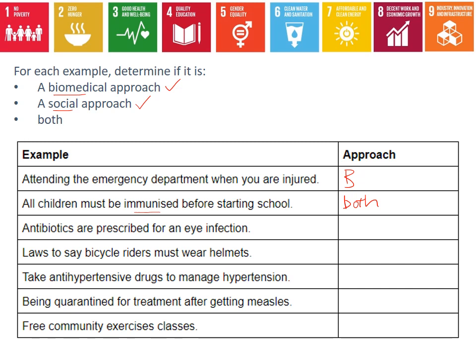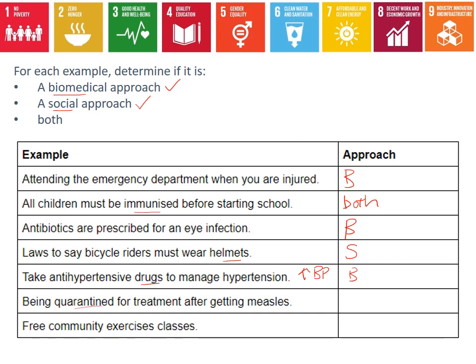Antibiotics get prescribed when you have an infection. That would be biomedical. Again, you don't just give antibiotics to everyone, it's only if they're needed. Laws to say that bicycle riders must wear helmets. This is a social thing, okay? And we'll talk more throughout this area of study about different laws and policies that promote health. But the idea behind this is that people are protected from injury. It's something that applies to everyone. Taking antihypertensive drugs to manage hypertension, and that's just high blood pressure, that is biomedical. Again, not everyone takes it, it's only if you need it.